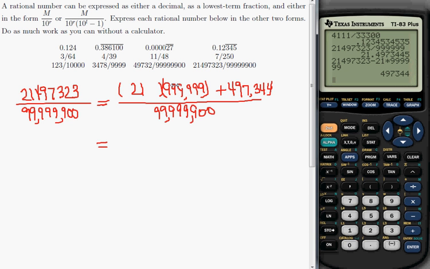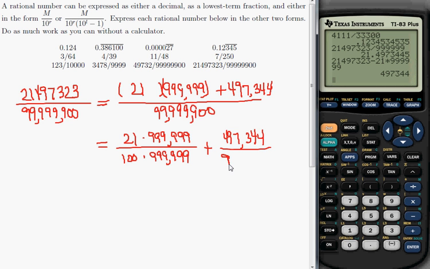Okay, so the first, we split this up in 2 parts. The first part, we would have 21 times 999,999 divided by 100 times 999,999, plus 497,344 divided by 99,999,900. And so this first fraction, clearly these cancel, giving me 0.21.